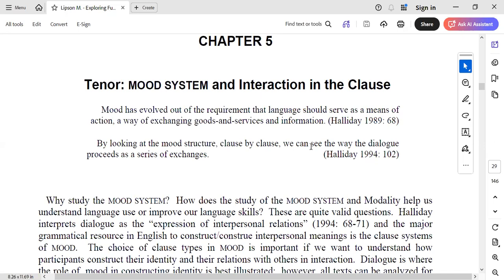Can anyone answer? Why do we need to communicate? What is the need here? Sir, to deliver our message. And why do you want to deliver your message?